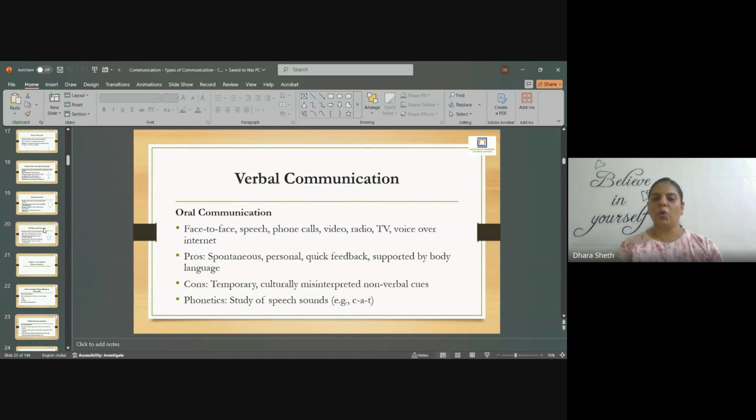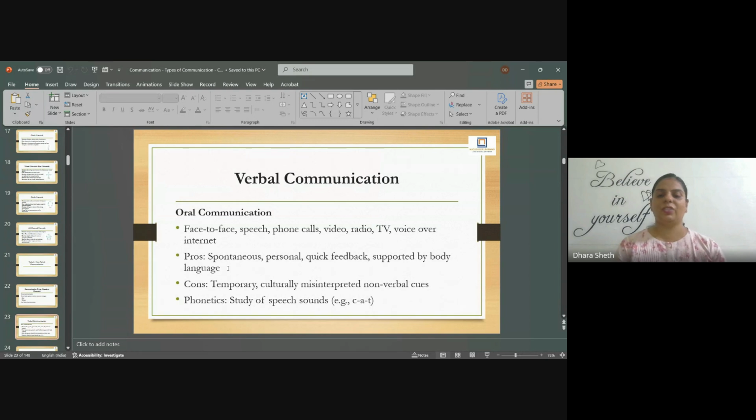So what happens in oral communication? Face-to-face speech, phone calls, video, radio, TV, voice over internet. All of this falls in the category of oral communication. The pros, the good things are that it is spontaneous, personal, quick feedback, supported by body language. And when someone speaks, you can see their body language, so it becomes easier to understand things. Okay, but it is supported by that. On radio, you cannot see the body language. So body language is not primary when we are talking about oral communication.